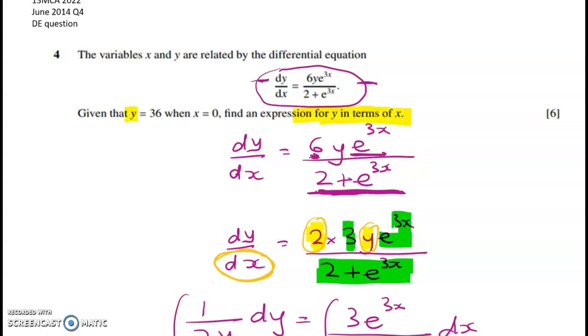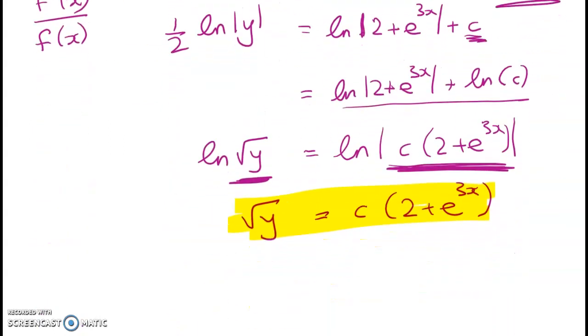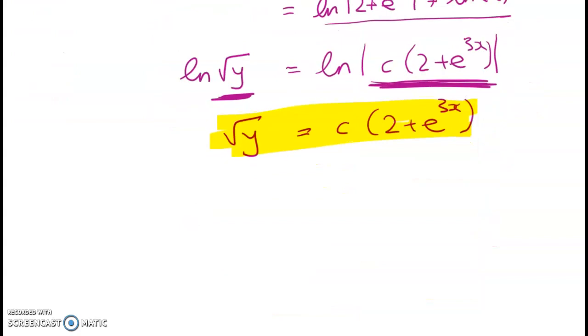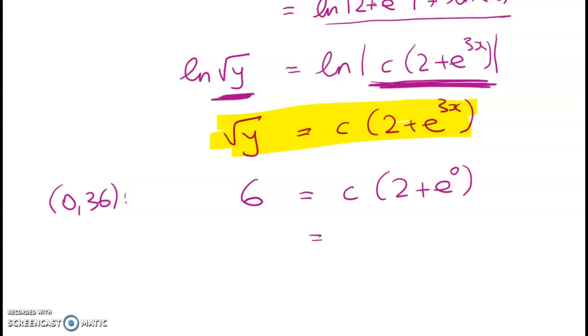And we're given a value. So we're told that when x is 0, y is 36. Now I can substitute that in up here if I want to, but I've just chosen to hold off and do it down here. So substituting now, we know that 0, 36 can go in. So the square root of 36 is 6. And that gives me 6 is equal to c times 2 plus e to the power of 0. And so 6 is equal to c times 3, giving me c is equal to 2.